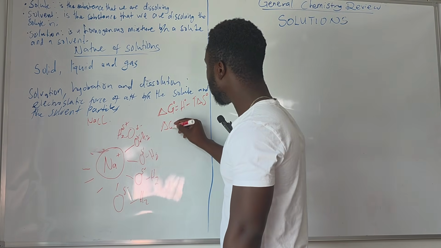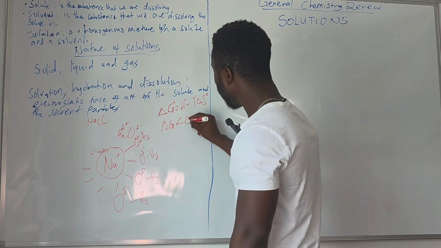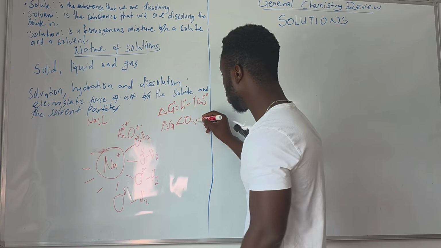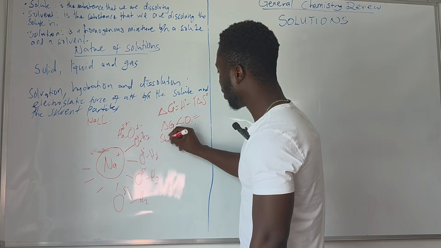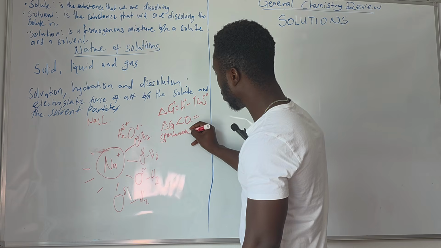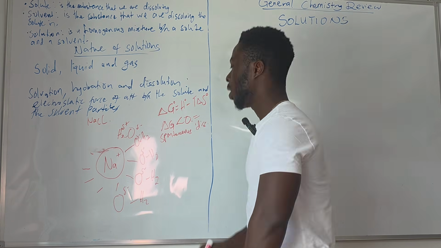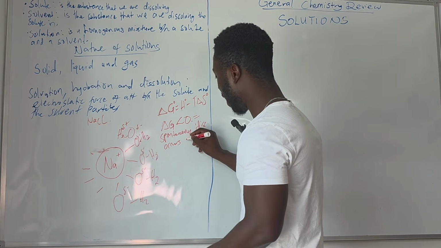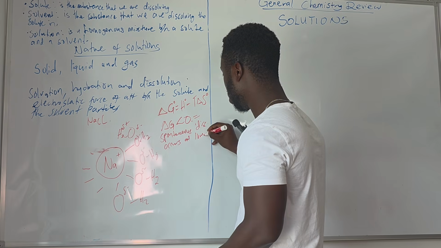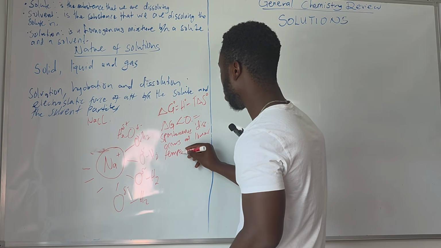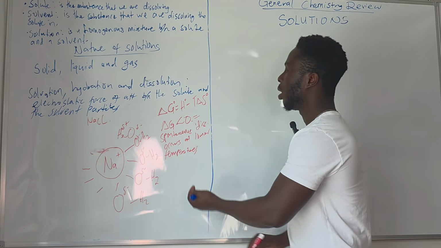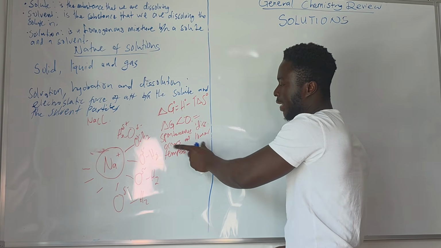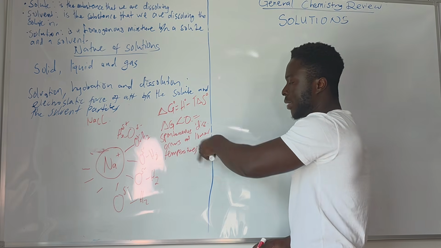Now, if the Gibbs free energy is less than 0, then it dissociates readily, it is spontaneous dissociation. And spontaneous dissociation occurs, or is favored, at lower temperatures. Now, why is it that when the change in Gibbs free energy is less than 0, it is spontaneous dissociation and it occurs at a lower temperature?